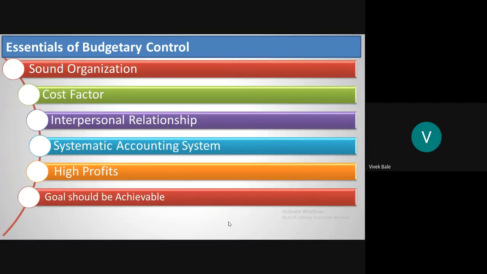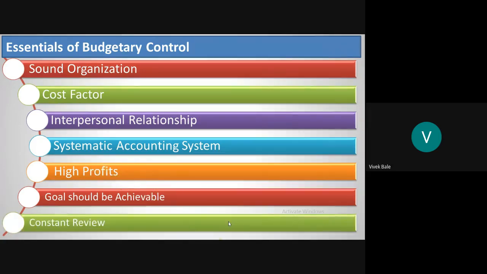Goals should be achievable. Whatever goal you are deciding with the help of the budget should be achievable. The management should fix the goal in such a way that it is attainable. Otherwise, there will be confusion in the organization. For example, if management is saying that in the next 10 years we are going to be number one in the market, this is a goal. If management is saying in the next 10 years we are going to make sales of 100 crores in the market, then this should be achievable. A goal which is not achievable cannot be decided by the management, otherwise the budgetary control will be of no use.